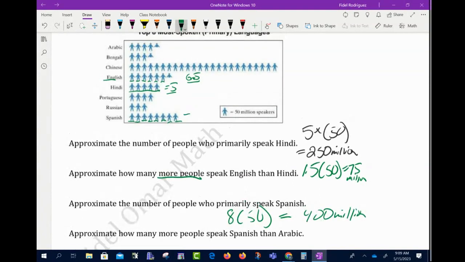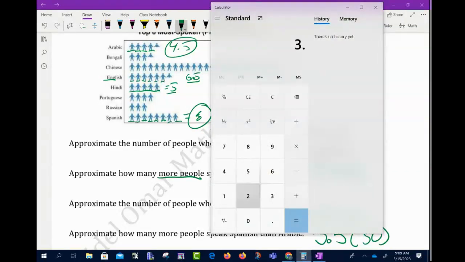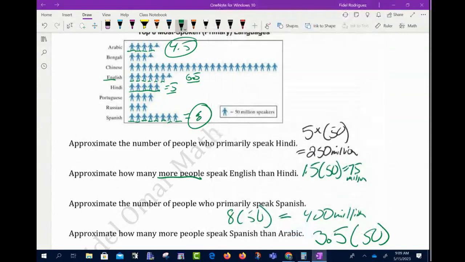Okay, so Spanish had, we said 8. Arabic has 1, 2, 3, 4.5. How much more is 8 from 4.5? What, 3.5? Right? So we're going to take 3.5 times 50. So look, let me get my calculator. 3.5 times 50, 175, right? 175, again, million, right?